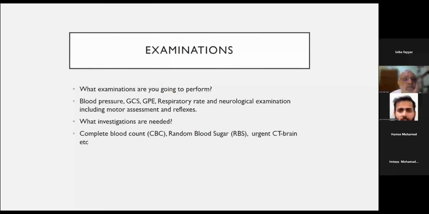Then I'm going to ask them, what examinations are you going to perform? Which will include blood pressure, the GCS, the general physical examination, respiratory rate, neurological examination, which includes motor assessment and reflexes. I'm going to then ask them what investigations they have in their minds, which should include CBC, RBS, and the CT brain.